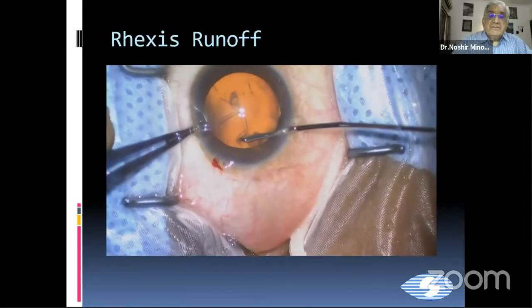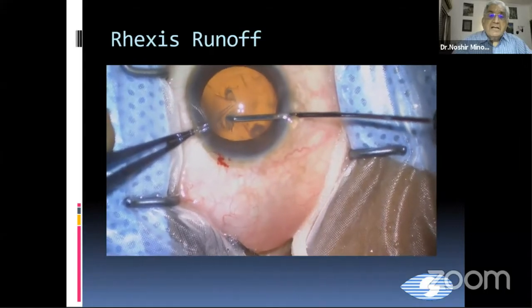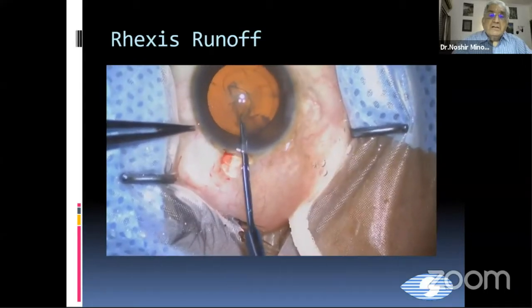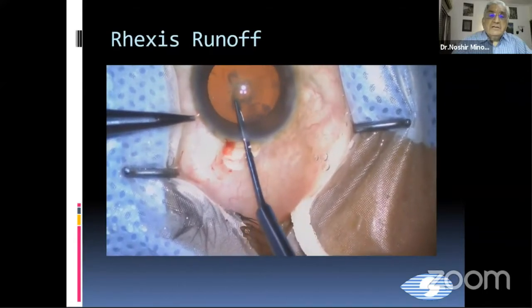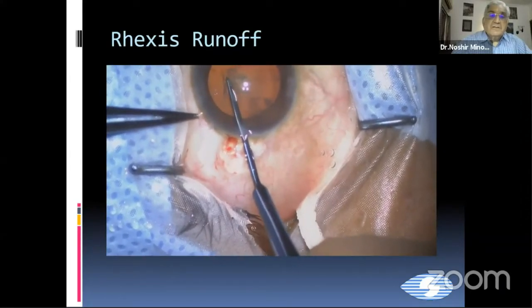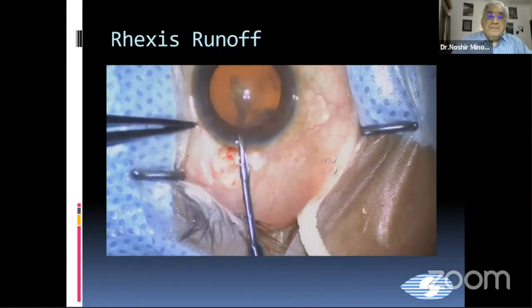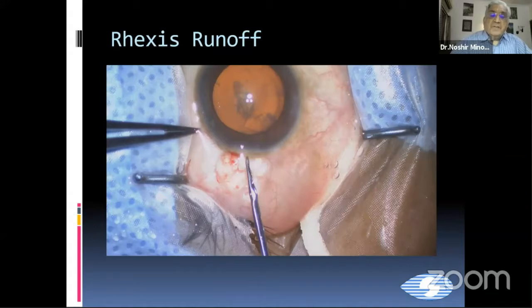Instead of this, we use a 23 gauge forceps from the side port and try to get it, and now from the main incision, try to get this peripheral rhexis back to the center. Because in this case, you have to maintain a deep chamber, and see that you use a 23 gauge forceps, which can go through a 1.2 millimeter incision, so that you can maintain a deep chamber throughout. This is very necessary, and this is where the 23 gauge forceps are very, very useful.